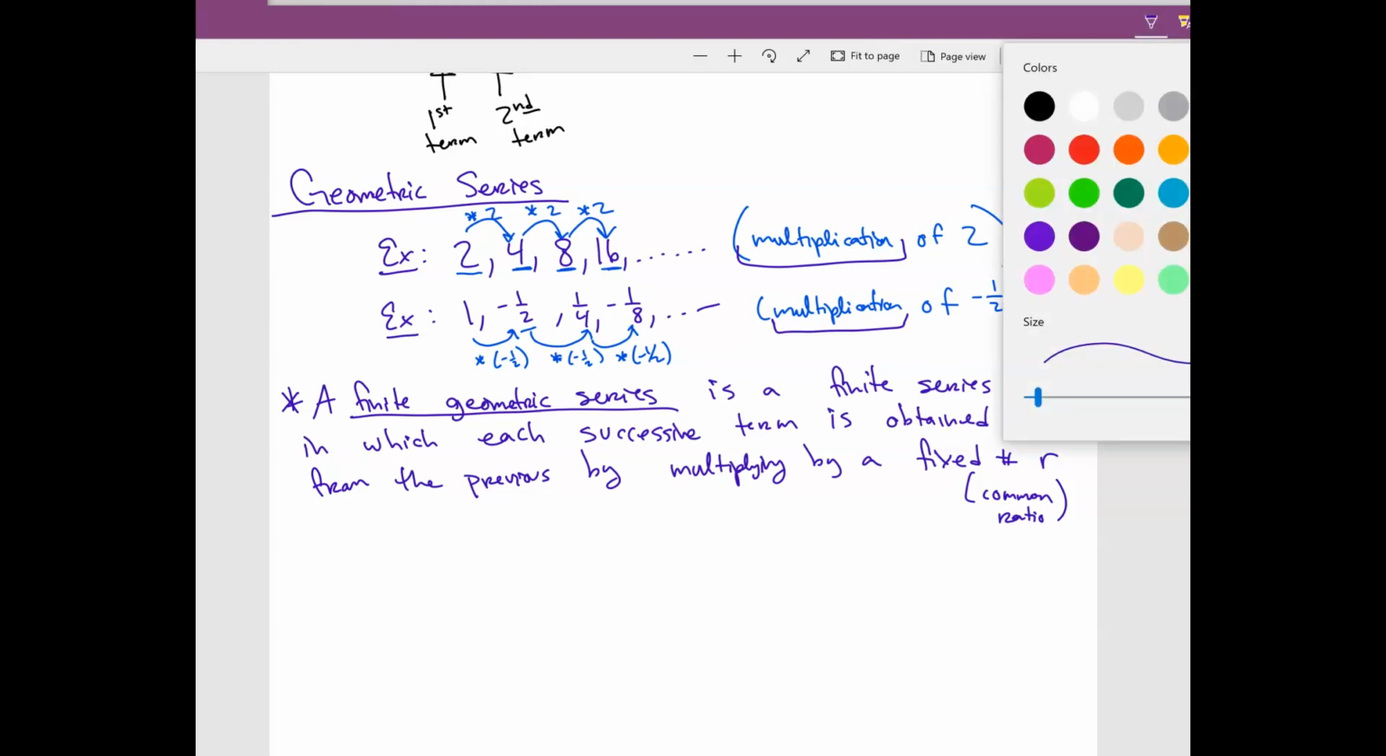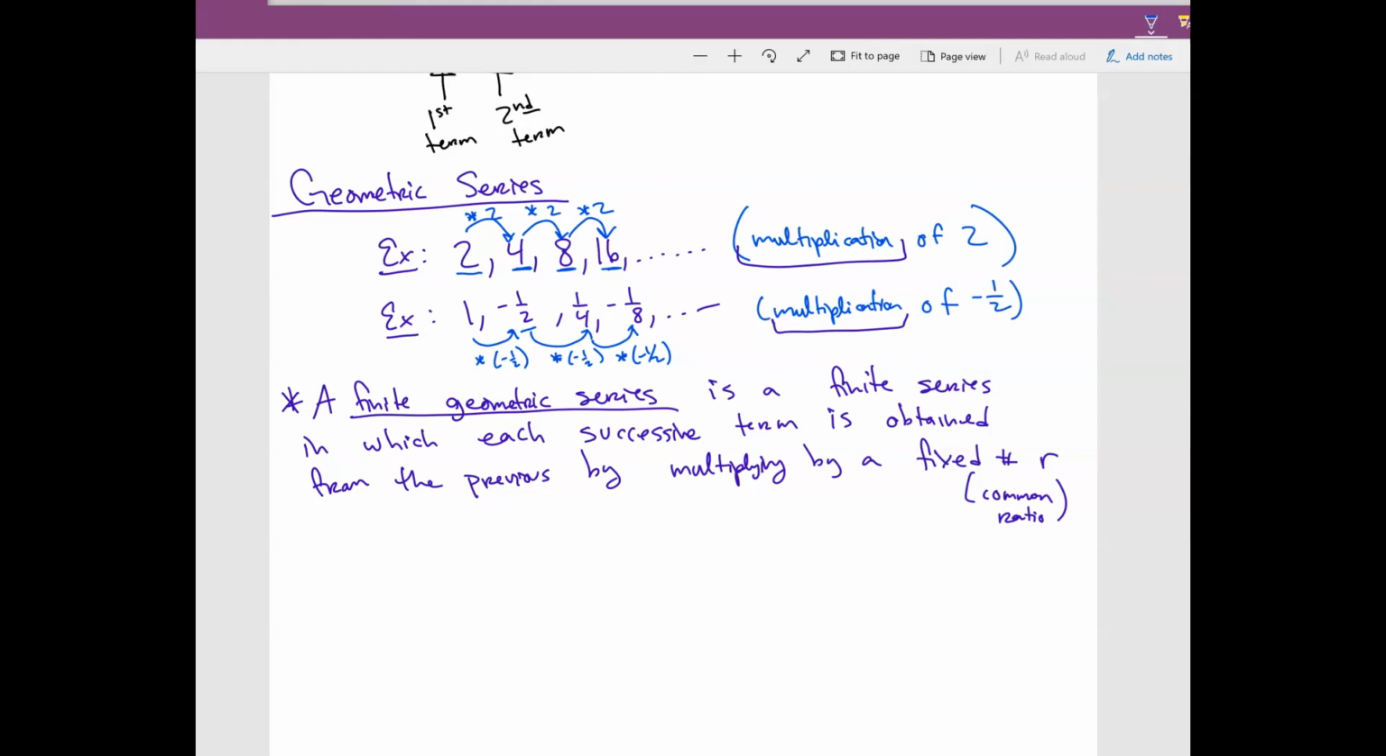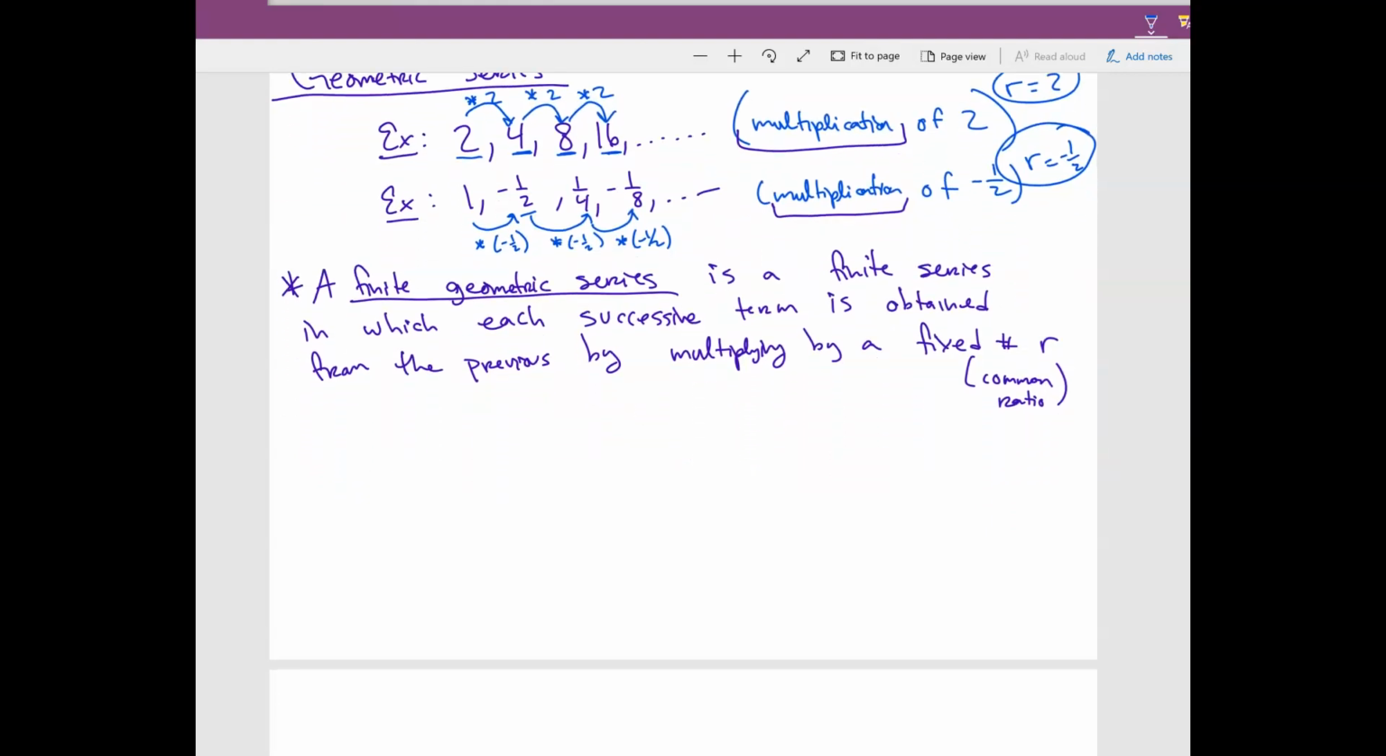If you think about what r is in this case, for the first example, r is equal to 2. That's my common ratio. On the second one, r is equal to -1/2. This is a common ratio. A way to figure it out is what I like to do: divide the second term by the first term. That will give me the common ratio. The one thing you have to be careful with is to make sure that number is multiplied through every single term.